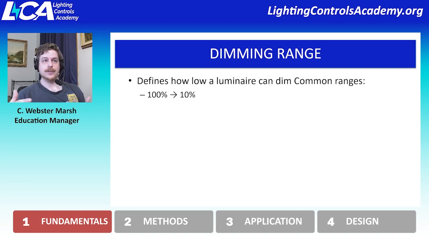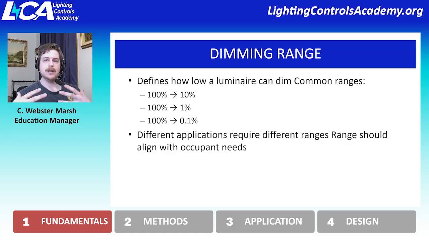So for example, 100% to 10%, 100% to 1%, 100% to 0.1%. These are all dimming ranges that are available in fixtures. What this means is that the lower number determines how low the fixture can dim to. So in a 100% to 10% fixture, it can only dim to 10%. It can't dim any lower than that, which is common in 0 to 10 volt dimming, which we'll talk more about later on in this presentation.